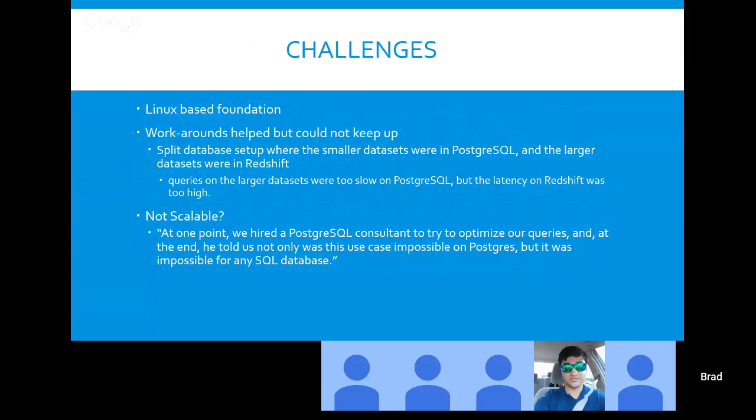Some of the workarounds they did, as I said, the database was split, where the smaller data sets were in Postgres, and the larger data sets were in Redshift in the Amazon environment. Queries on the larger data sets were too slow for Postgres SQL, but the latency in Redshift was too high. And again, they hired a Postgres consultant to try to optimize some of their queries, and his feedback to them was this is not a practical use case for not only Postgres, but for any SQL database.